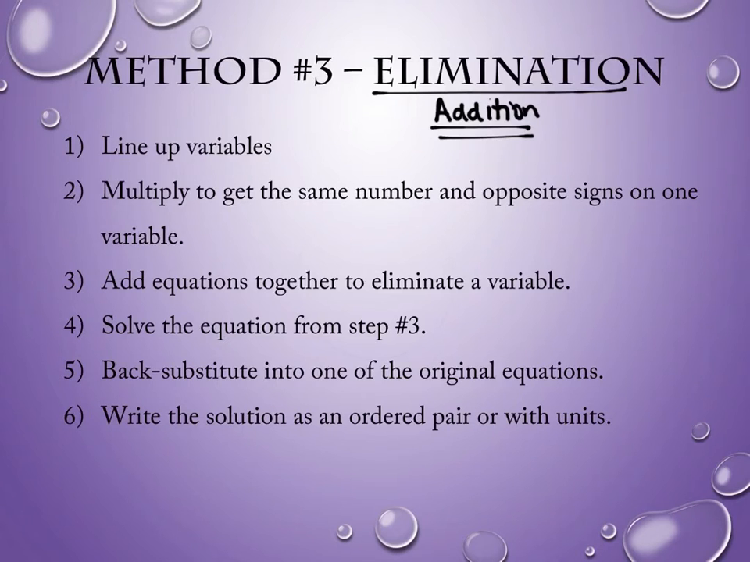Because the cool thing is when you add 5 and negative 5, or 2 and negative 2, or 1 and negative 1, you get 0. And when you do that, it eliminates that variable. So 2x and negative 2x is 0x, or just 0. After you have eliminated a variable, you will have one variable left, and you can solve. And then you back substitute it into an original equation, just like our other method. And then the solution with ordered pair notation, or units.